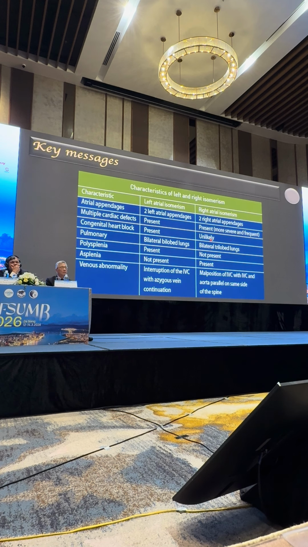Bilobed lungs are seen in left isomerism, whereas right isomerism has bilateral trilobed lungs. Polysplenia is present in left-sided isomerism, not in right atrial isomerism. Venous abnormalities in left isomerism are interrupted IVC and azygos continuation, whereas in right isomerism, we have total anomalous pulmonary venous drainage. So these are the factors that we have to keep in mind.